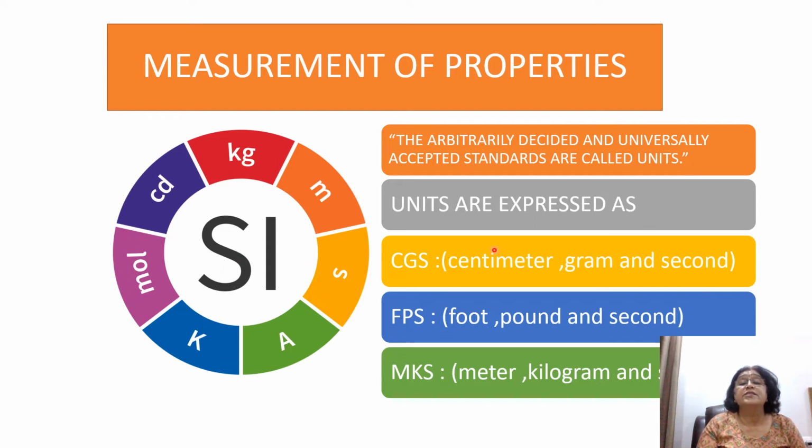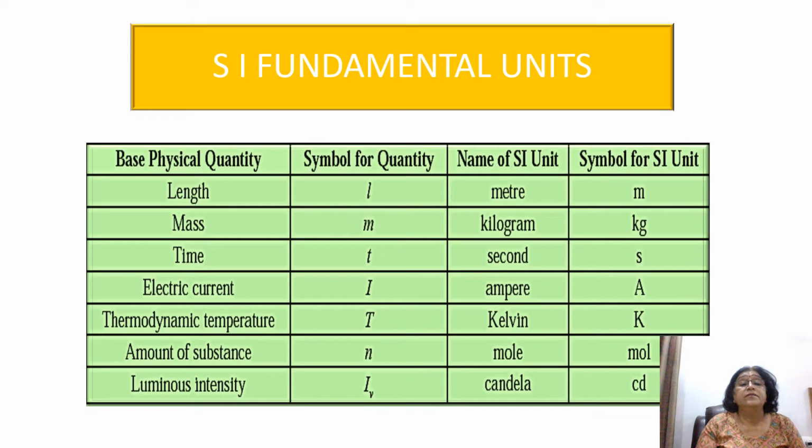These units are expressed in different systems: CGS system, FPS system, MKS system. What is the CGS system? Centimeter, gram, second system. What is the FPS system? Foot, pound and second system. What is the MKS system? Meter, kilogram and second system. These are some of the systems in which the units are expressed. So here we have the base physical quantity, symbol of the quantity, name of the SI unit and symbol of the SI unit.